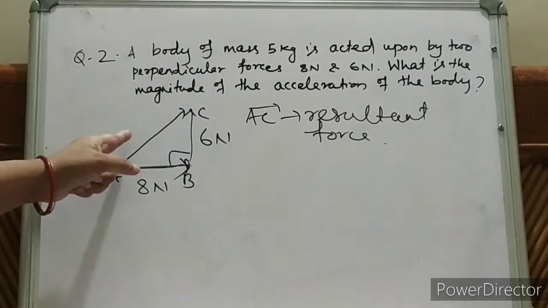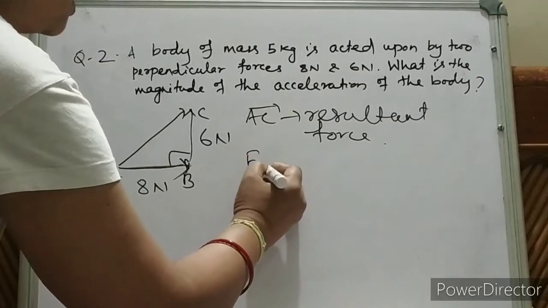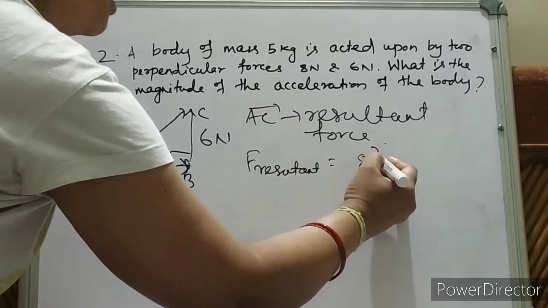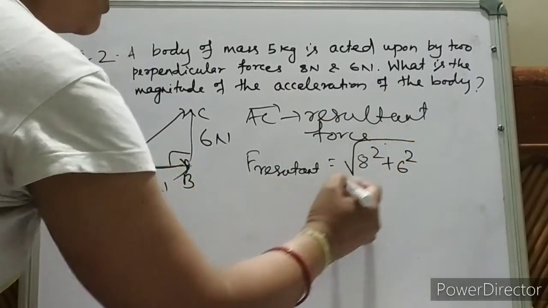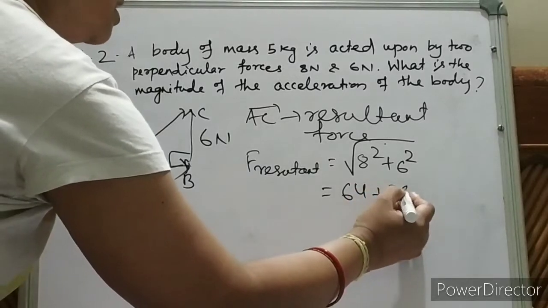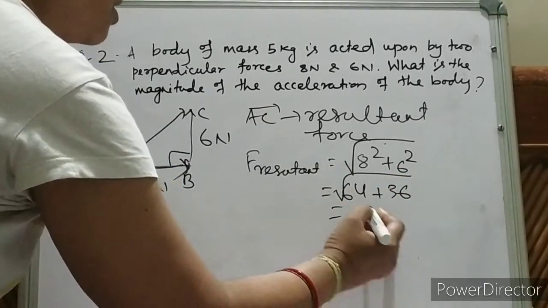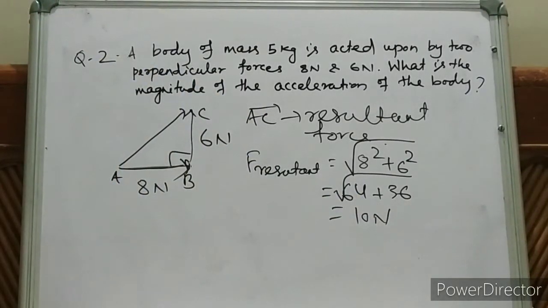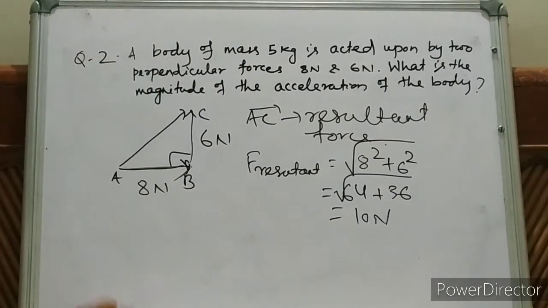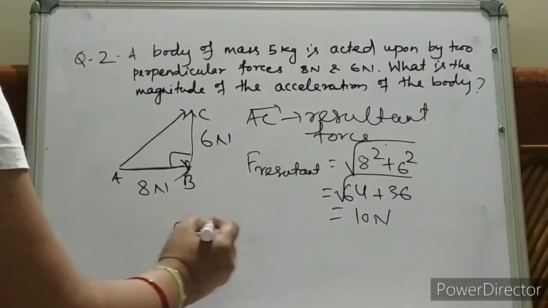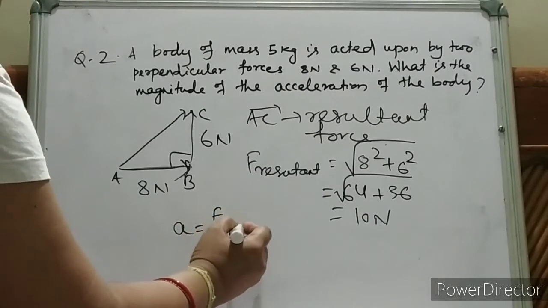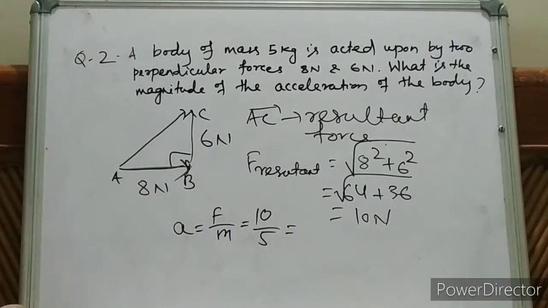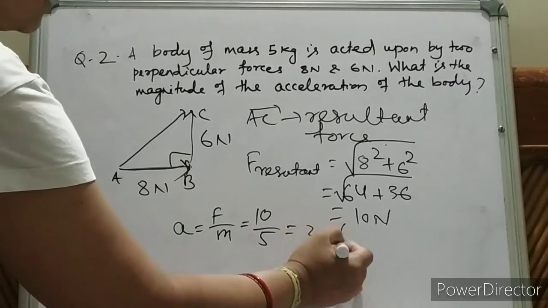So how to find out the resultant force? The net force will be the square root of 8 square plus 6 square. So square root of 64 plus 36. So it is now 10 Newton. So this is your resultant force. Mass is given, 5 kg. Simple, now find out the acceleration. F by m, and your m is 5, F is 10. So 10 by 5. Clear? Easy? 2 meter per second square.